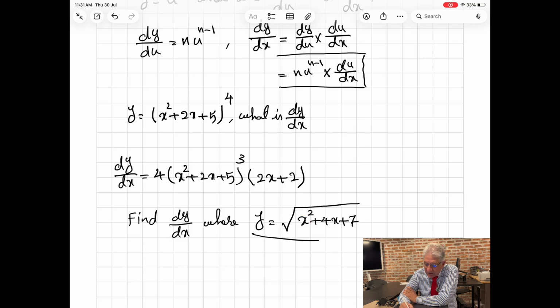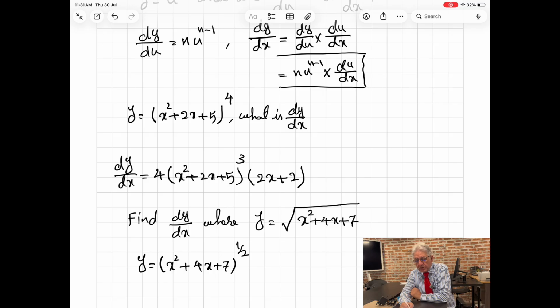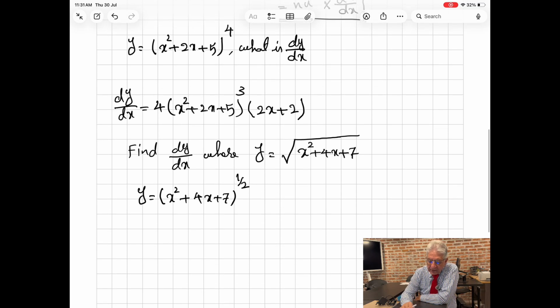First of all, this y is not in the exponential format, so I am going to write it in the exponential format. That means I will write y is equal to (x squared plus 4x plus 7) to the power of half. You know that square root means power half. Now, what is dy by dx?